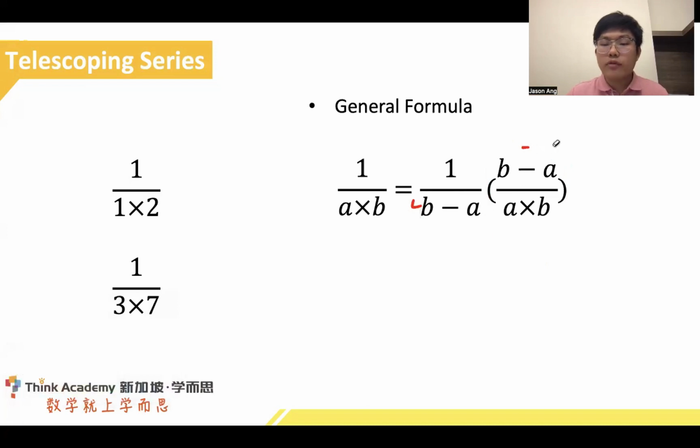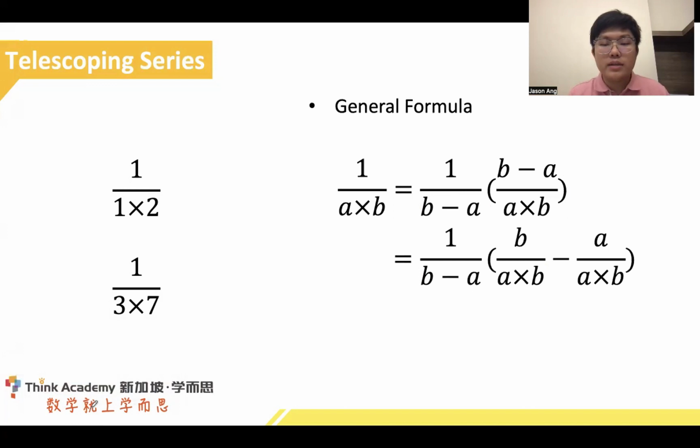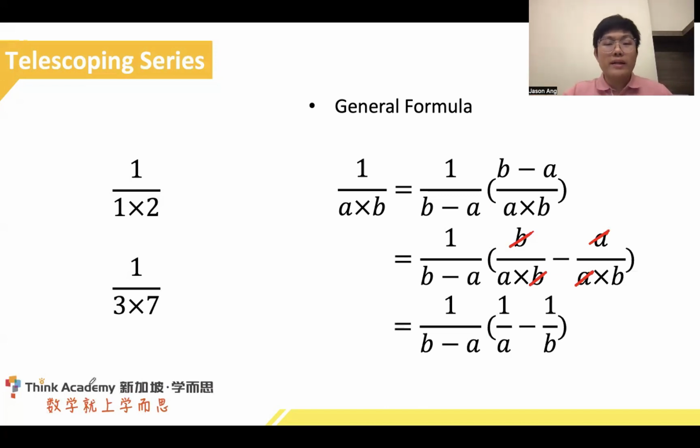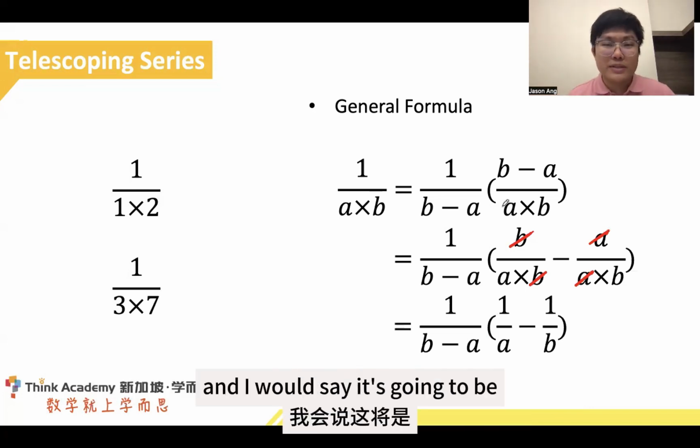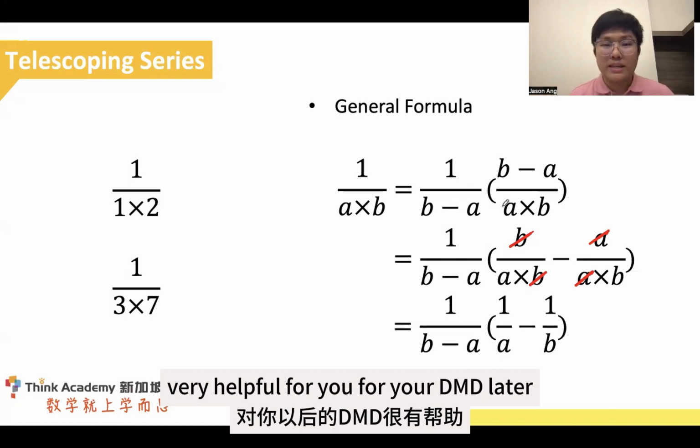And why does this formula work? Let's do some expansion here. We will get our next point here. We expand the ones inside, we get b over a times b minus a over a times b, and we cancel out again your common terms. What are you left with in the end? You're left with 1 over b minus a multiplied by 1 over a minus 1 over b. If we continue on with more and more of these terms, you notice you start to get your telescoping series from early on and some cancellations. So this is actually how you can use the general formula to assist you. And I would say it's going to be very helpful for you for your DMD later.